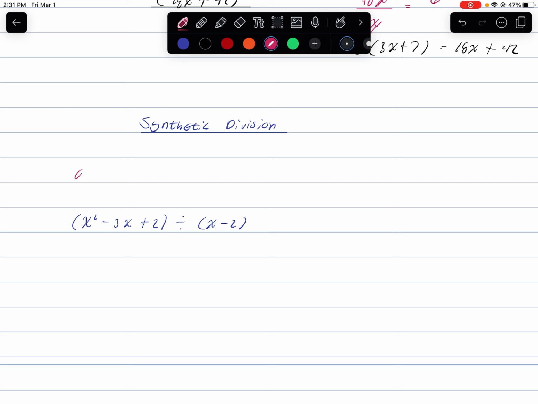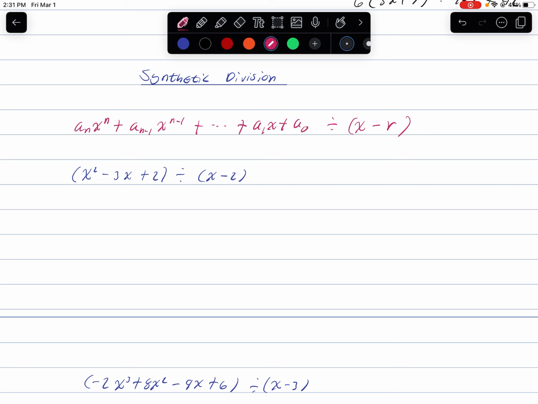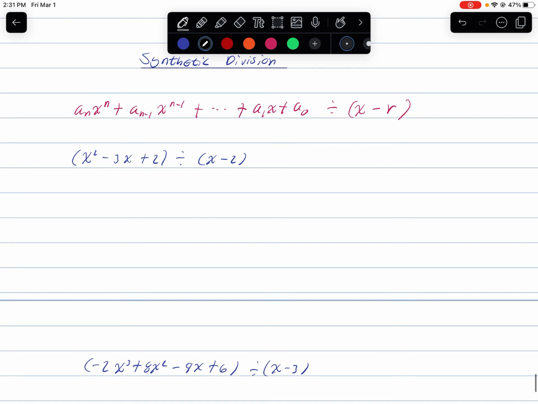So let's say you have something like a_n x^n plus a_(n-1) x^(n-1) plus ... plus a_1 x plus a_0, and you're dividing it by x minus r, okay? Then you're able to do something called polynomial long division, or synthetic division. The only requirement here is that you're dividing by x minus r. That is a big requirement here. So this is very important because that minus r is what you need in order to do this, right? So let's go ahead and go through the process of synthetic division here.